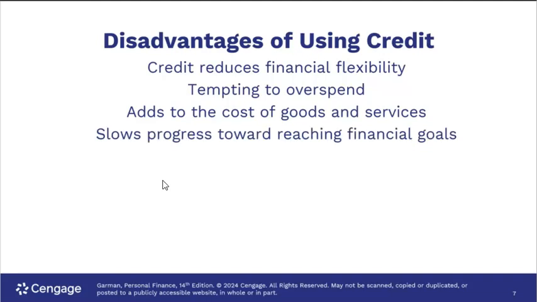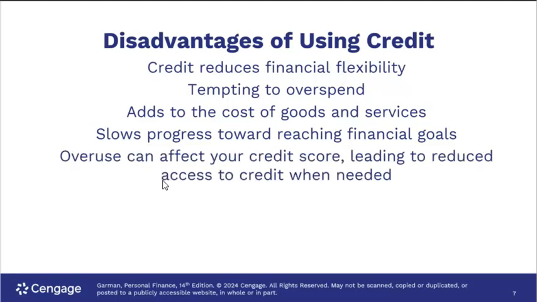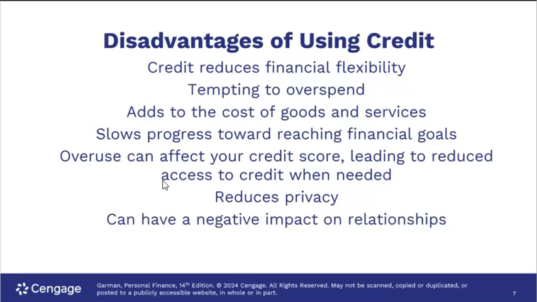It can slow the progress towards reaching your financial goals. Overuse affects your credit score, which can cause reduced access when you actually need it. It reduces your privacy. The credit bureaus dig into your life. It's pretty incredible, all the information that they have on you. It can impact your relationships. It adds financial stress.